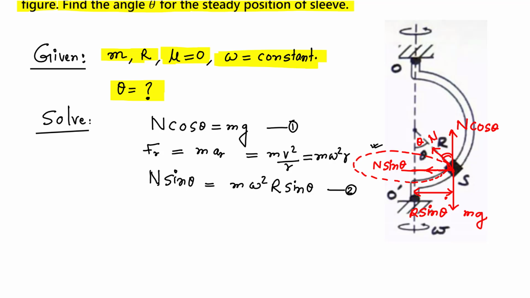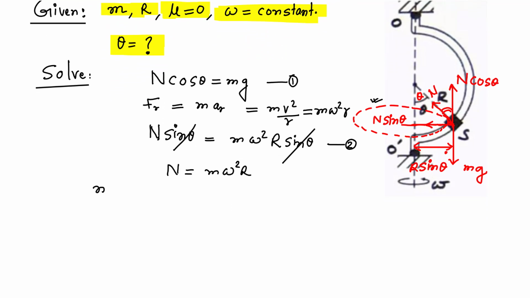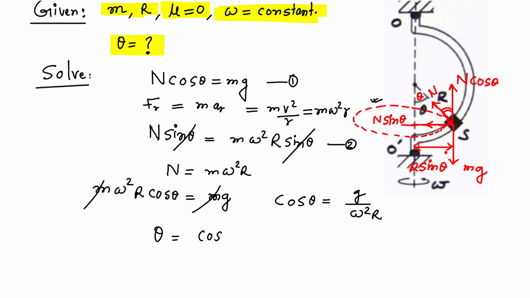If you divide these two equations, sin theta gets cancelled out. So you have simply N equal to m omega square r. Now if you plug this value into equation 1, you will have m omega square r cos theta is equal to mg. So m cancels out, and we will have cos theta equal to g by omega square r. This means theta is equal to cos inverse of g by omega square r. Now this is true only if omega square r is greater than g, because this term has to be less than 1, because this is a cos inverse.